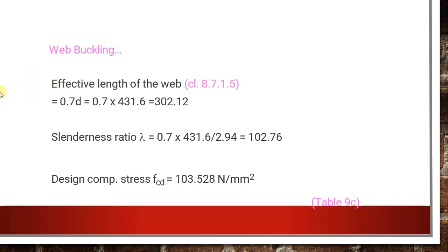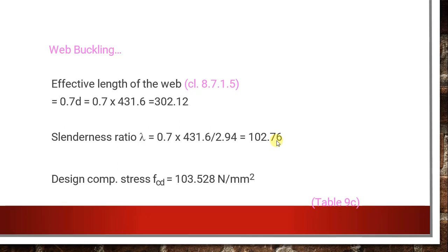based on that, you have to calculate the slenderness ratio, and you know the formula for slenderness ratio is the standard formula, effective length upon r minimum, that is L effective upon r minimum, the minimum radius of gyration. So 431 is the effective length divided by 2.94, the minimum radius of gyration, and you will get the lambda value as 102.76.